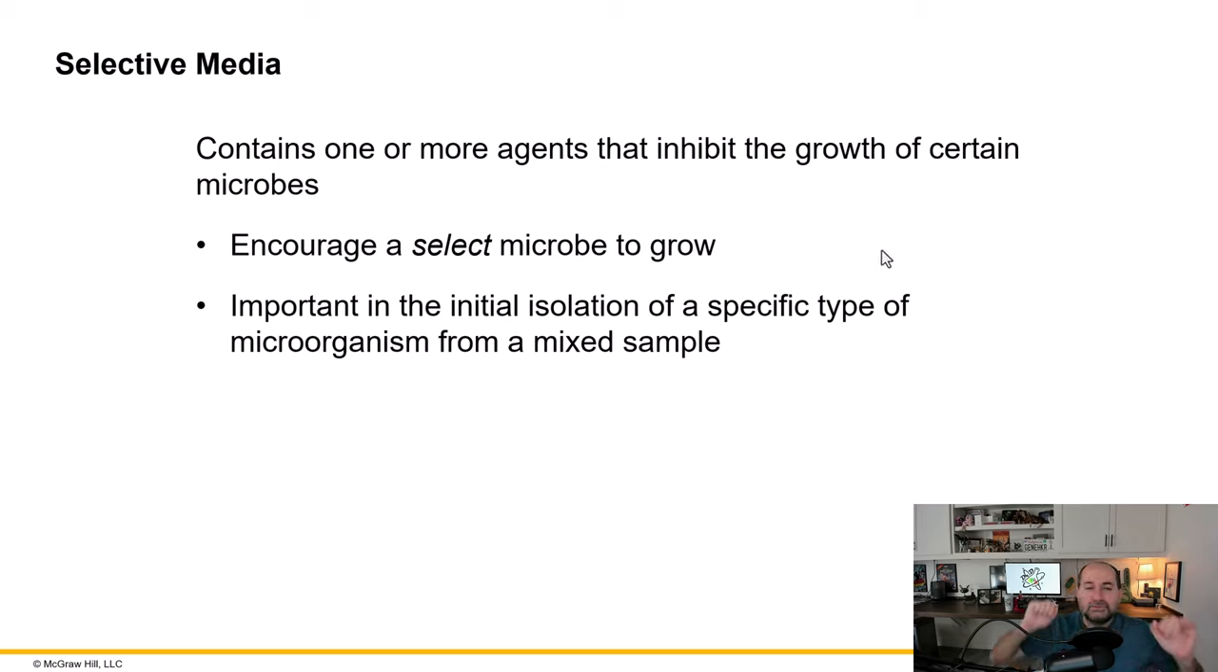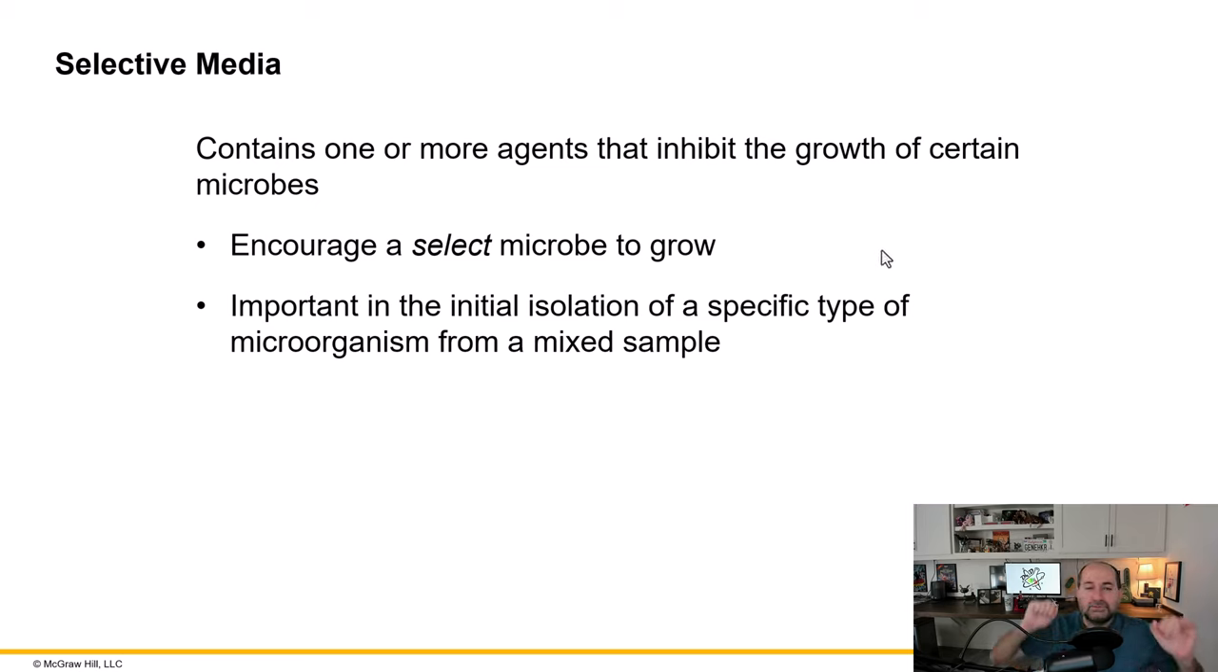What is reducing media? Well, reducing media is used to grow anaerobic bacteria because this type of media has what's called a reducing agent. That means a chemical that removes oxygen from the media. Why would you want to remove oxygen from a media? Well, what if you want to grow bacteria that are anaerobic? These are bacteria that prefer to grow in the absence of oxygen. We're going to be looking at a type of reducing media this semester. It's called thioglycolate broth. This thioglycolate broth removes oxygen from the media so that you can grow anaerobic bacteria.